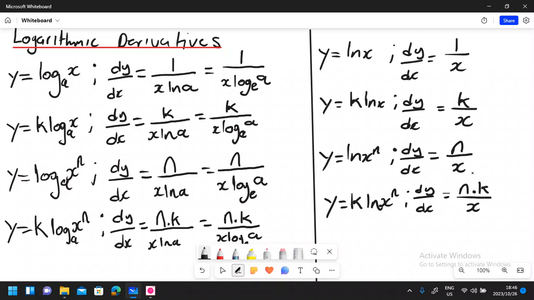So guys, all I'm trying to tell you is that if you can remember these equations here for both the natural log and the standard log, it's going to be easy for you to derive the logarithm, the logs, by the way. Okay, it's going to be easy for you to do the logarithmic derivatives.